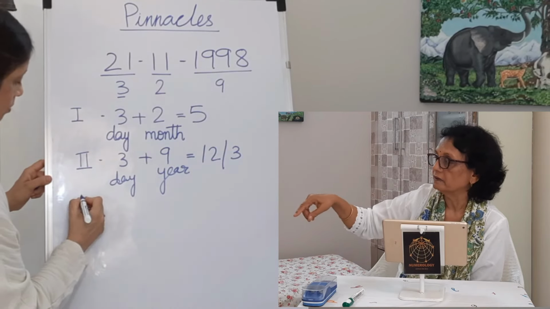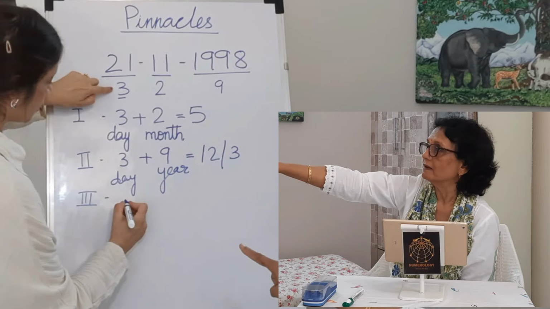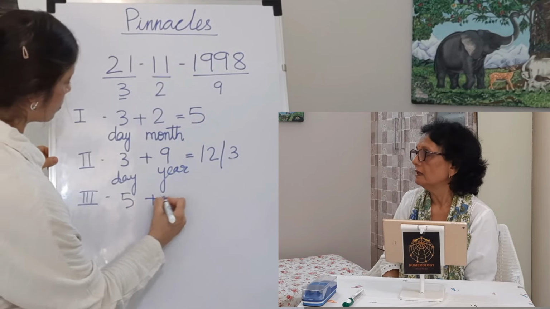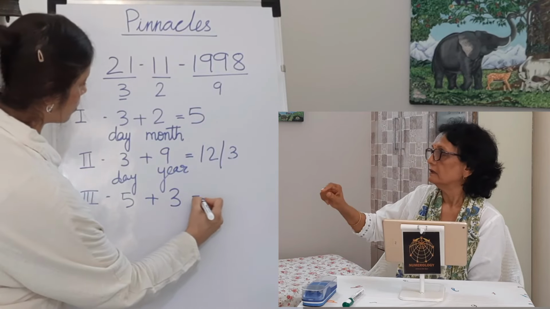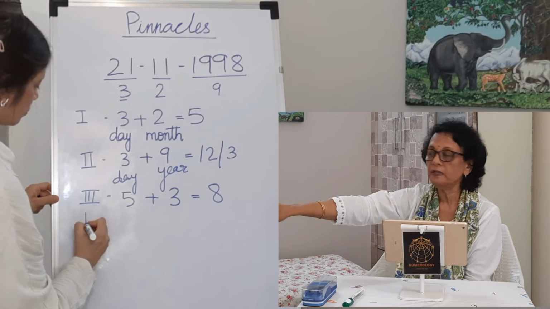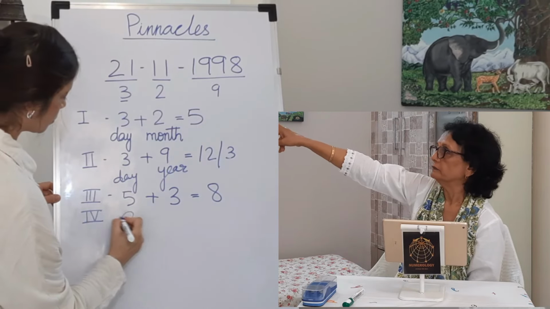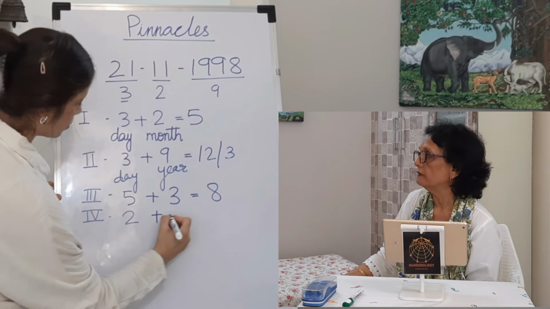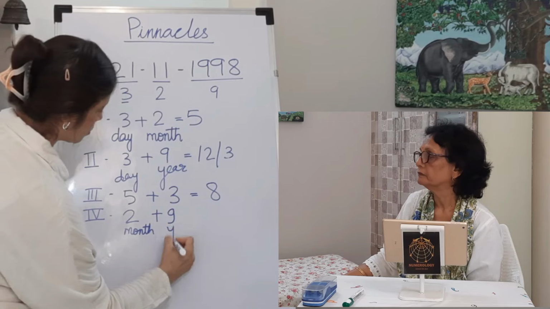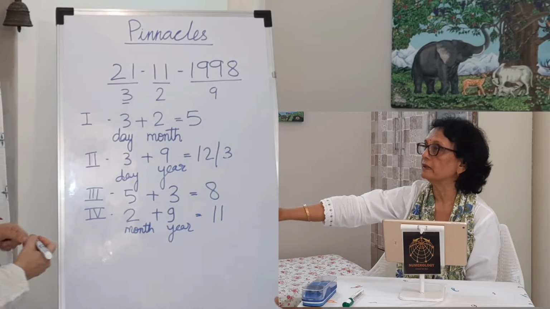Now the third pinnacle is the first pinnacle plus the second pinnacle. First pinnacle is 5 and the second pinnacle is 3. That is 8. So this is the third pinnacle. The fourth pinnacle is month number and year number. That is 2 plus 9, which is an 11. So these are our 4 pinnacles.